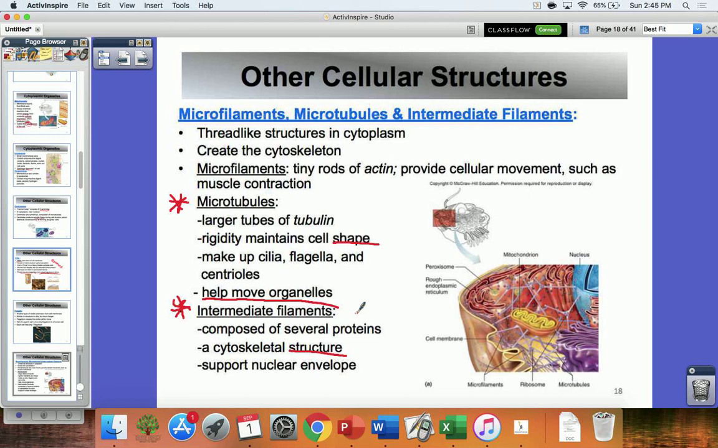Microfilaments will be something that you'll hear more about when you talk about the muscular system, because it helps to make up actin. And actin is one of the microfilaments that is needed for muscle contraction. And we have these again in our cells.